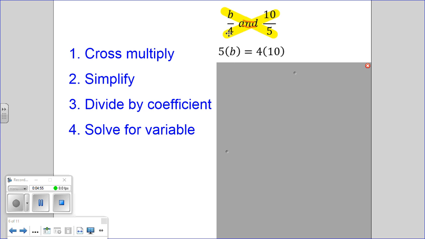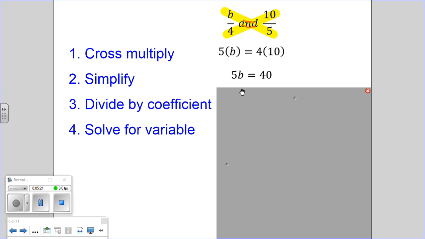5 times b would be 5b, and we can set that equal to 4 times 10. So now we're going to go ahead and simplify. I know that 4 times 10 is really 40. So now I have set up a one-step equation that says 5 times b equals 40, or 5 times something equals 40. I know that since this is a one-step equation with multiplication, I should use division to solve.